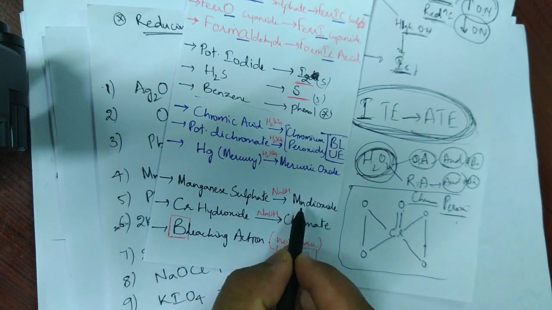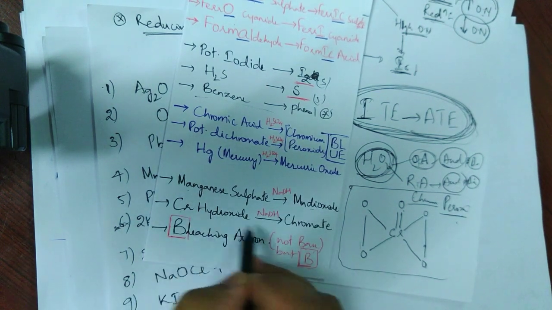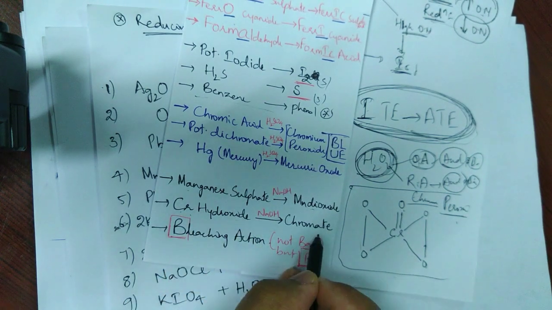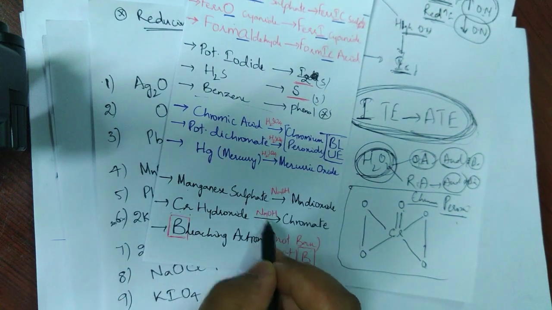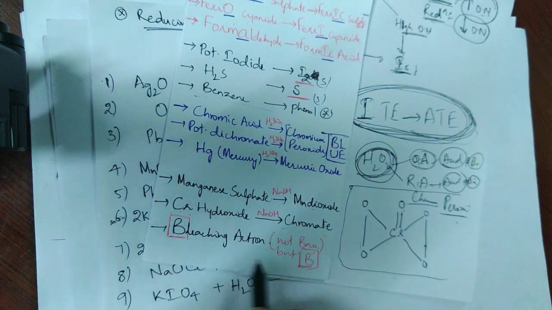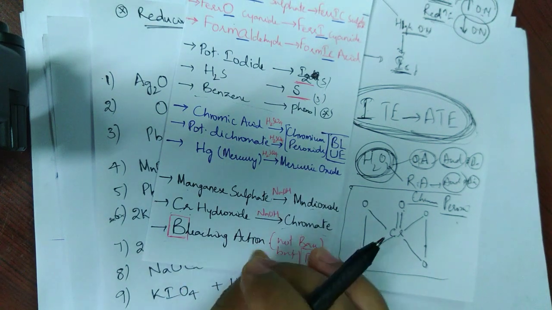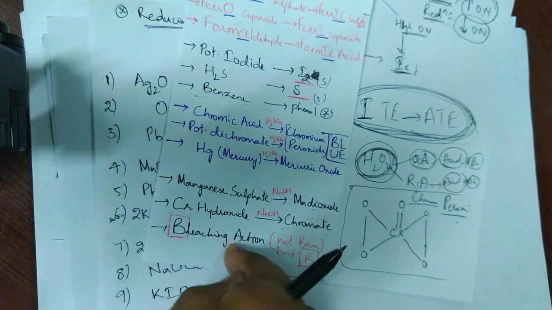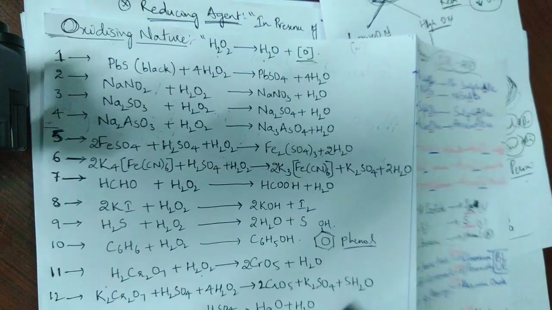Manganese sulfate will form manganese dioxide. Chromium hydroxide will form chromate. Chromium hydroxide itself is like a base, so in basic medium it converts into chromate. And the last one, B, not for basic, B for bleaching action. A colored substance will lose its color because of the bleaching action of nascent oxygen. So here I have all the reactions for you now.